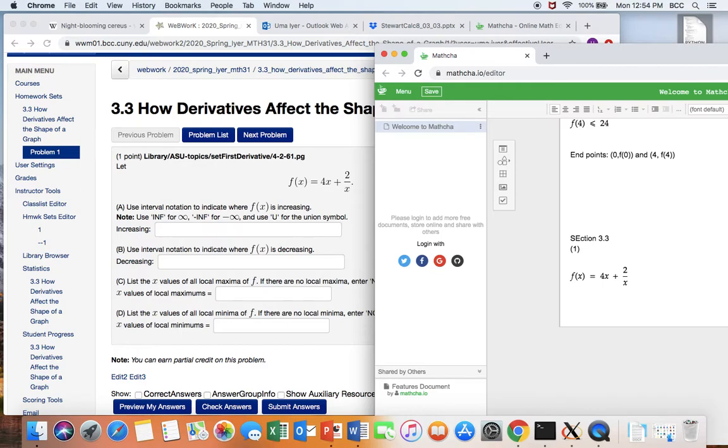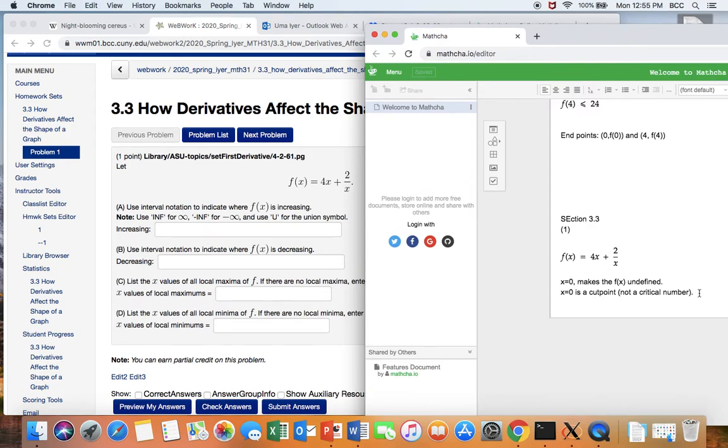Already you can see x equals 0 makes f(x) undefined. So x equals 0 is a cut point. Notice it's not a critical number. We worry about critical number after finding derivatives. But already you have a cut point, x equals 0 from your function f(x). x equals 0 makes it undefined. You have a denominator.